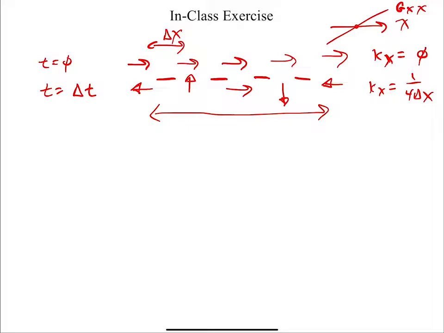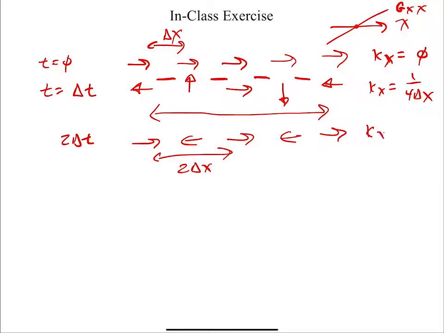Okay, so we're at 2 delta t now. So we have the spins going this way, this way, this way, this way, and this way. Now what is my period in terms of delta x? 2 delta x, right? So my kx is equal to 1 over 2 delta x. Yes, question? Okay, so spatial frequency is all 1 over the period. That's all it is. So now we're at a higher spatial frequency, a smaller period. Okay, step.